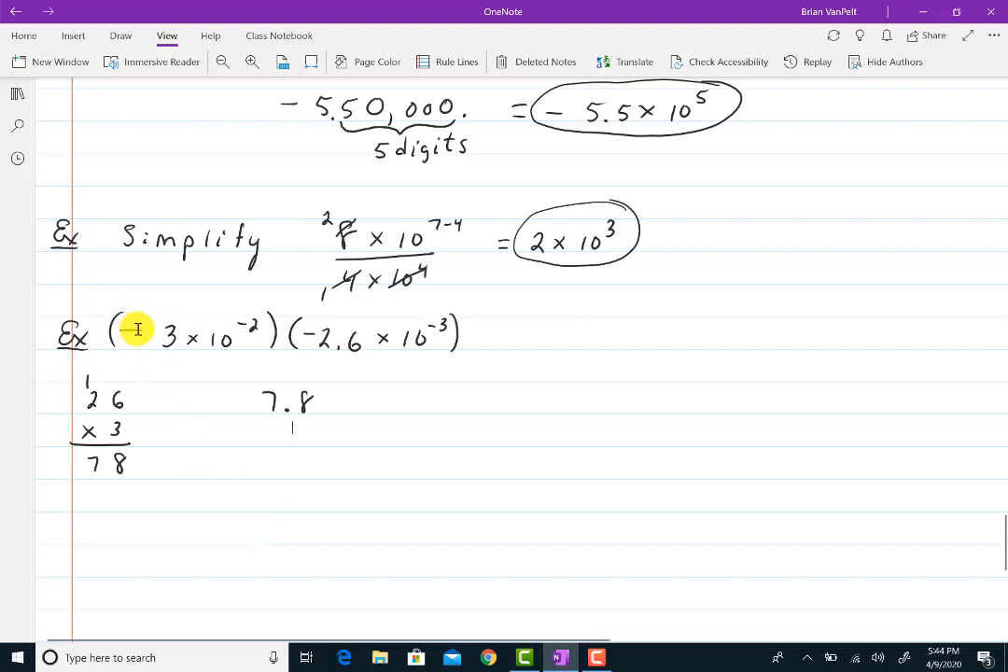Now the negatives, of course, negative times a negative cancel. I have 10 in both situations. So I'm going to have 10 to the negative 2 plus negative 3. Since they have the same base, you do this. So this is 7.8 times 10 to the negative 5.